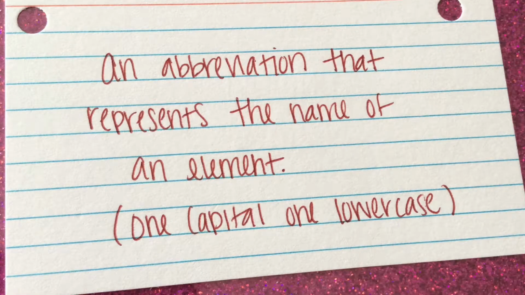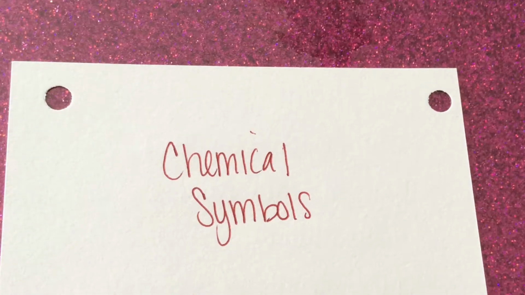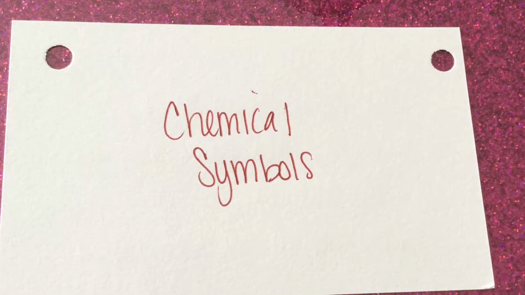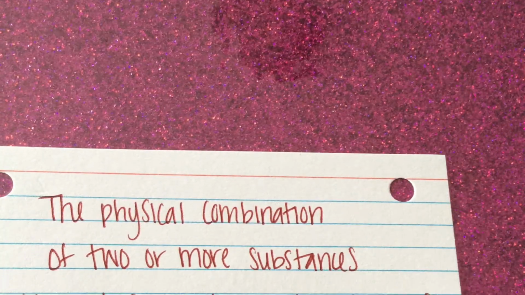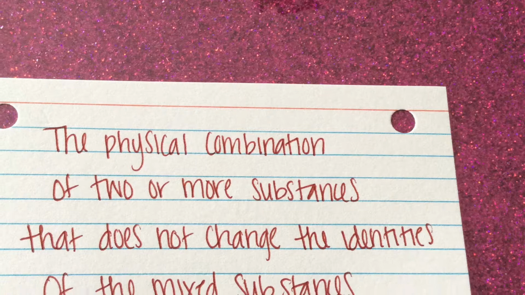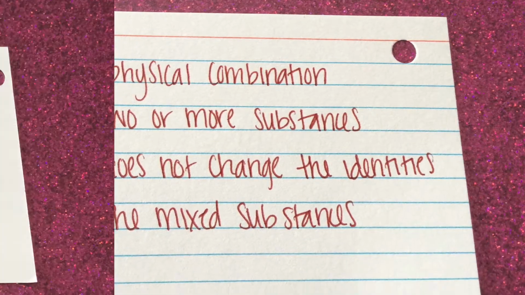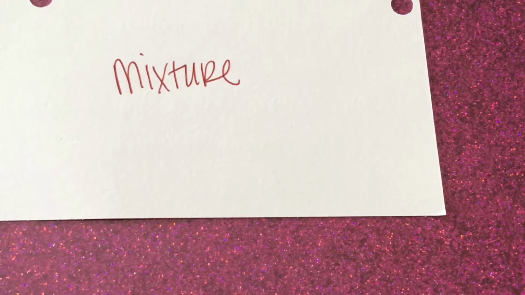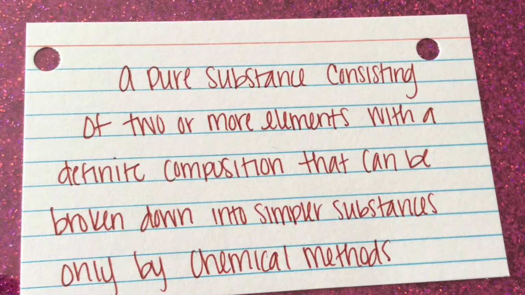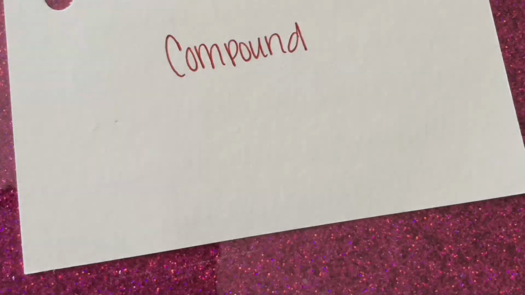An abbreviation that represents the name of an element. Chemical symbols. The physical combination of two or more substances that does not change the identities of the mixed substances. Mixture. A pure substance consisting of two or more elements with a definite composition that can be broken down into simpler substances only by chemical methods. Compound.